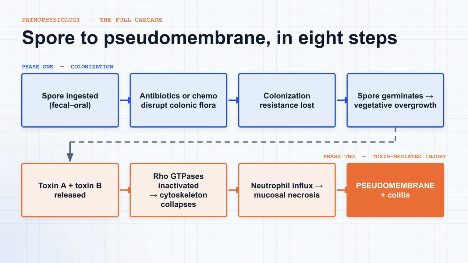Every treatment today interrupts this chain somewhere. Stopping the antibiotic protects step 2. Oral therapy attacks step 5. Fecal transplant works at step 3, by rebuilding what was lost. And Bezlotoxumab works at step 5, by neutralizing the toxin itself.